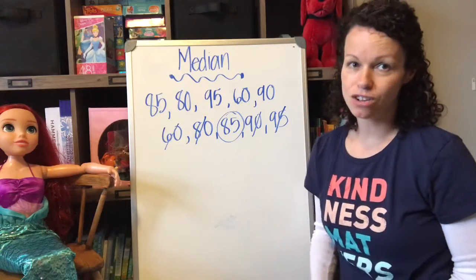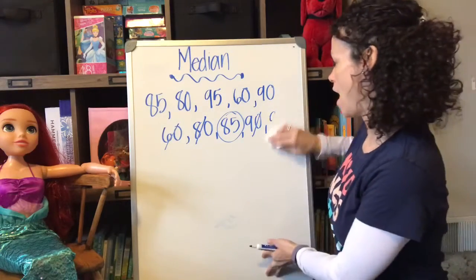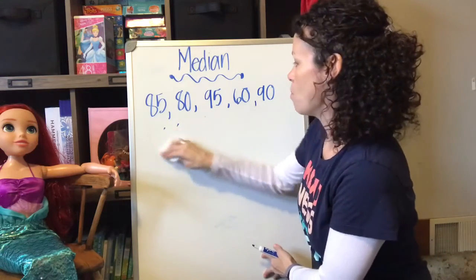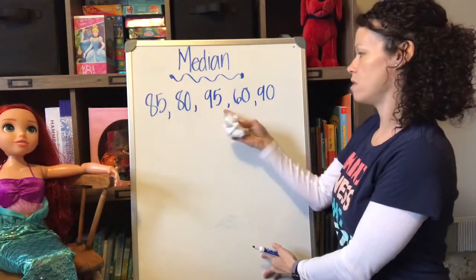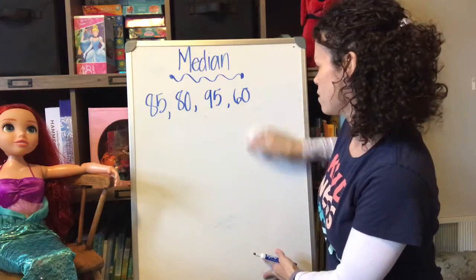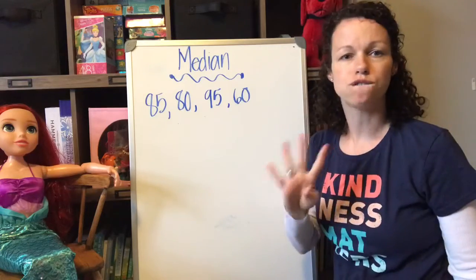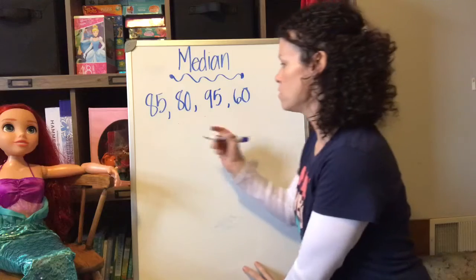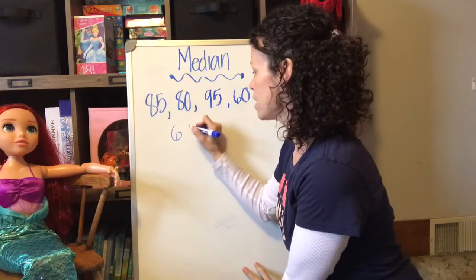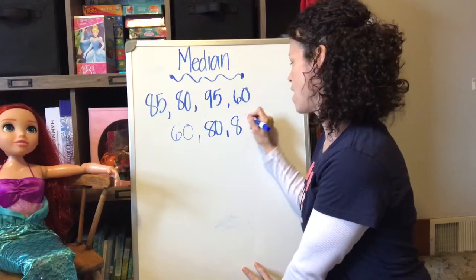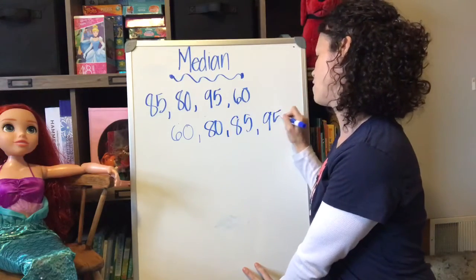Now, let's look what happens if we don't have an odd number of data points given. So let's go back to our original set of data. Let's get rid of that 90. So now I'm just looking at 4 numbers in my set of data. So once again, I'm going to put them in order. I've got 60, I've got 80, I've got 85, and I've got 95.